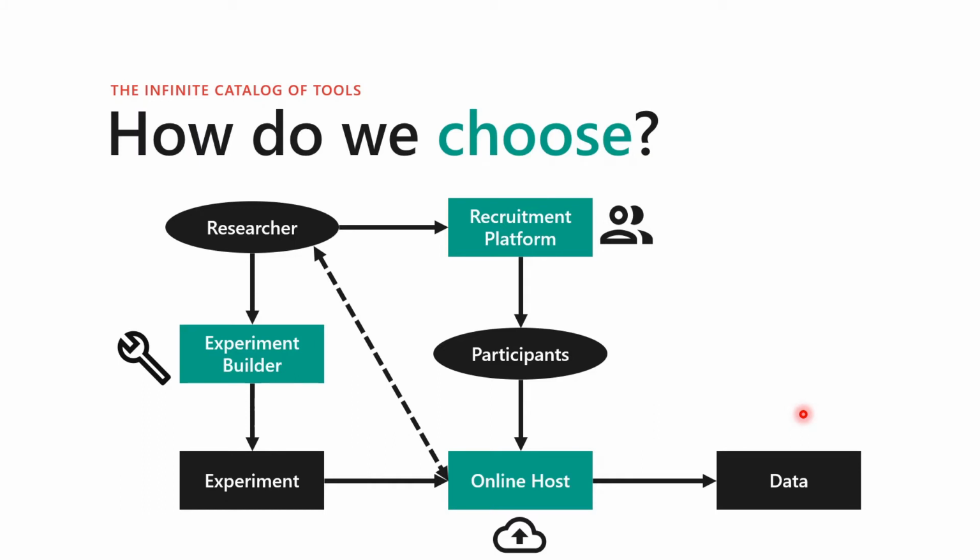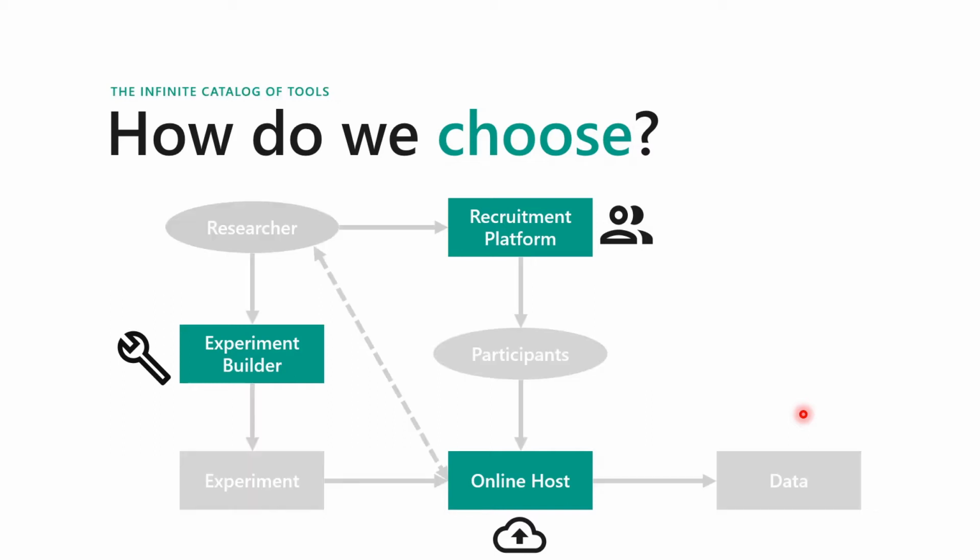So how do we choose from the vast variety of tools that there are? And the answer is really simple. It depends, of course. Generally, you will need 3 tools. Sometimes you only need 2. Because one thing which is definitely the case is you need some kind of program or system to program your experiment. What you also need is somewhere to host the experiment. What you may sometimes need is a recruitment platform, but not necessarily.